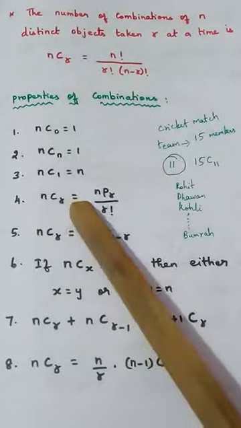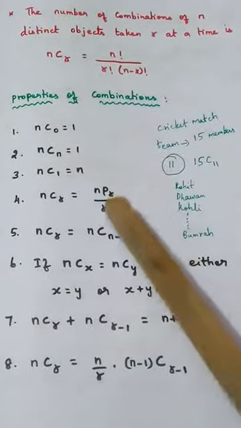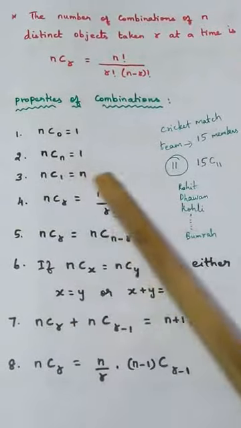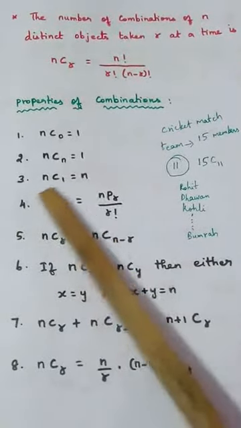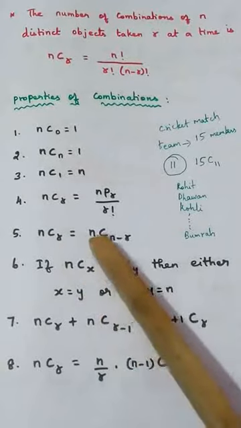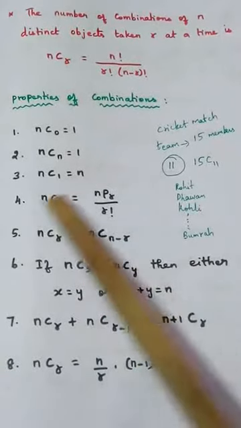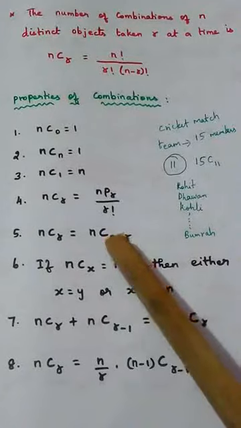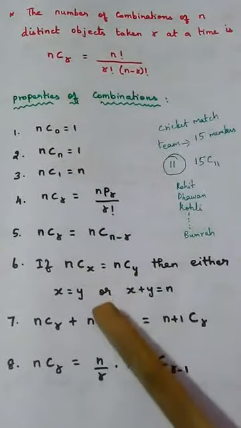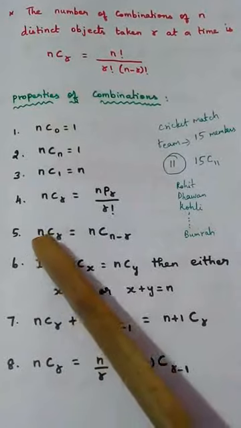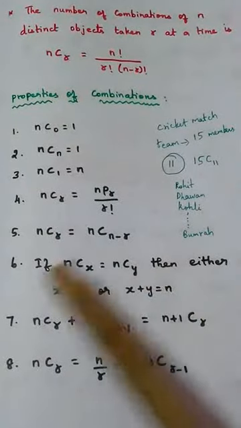Again, nCr can be written as nPr by r factorial. This is the permutation relation, the relation between combination and permutation. nCr can be written as nC(n minus r). This is a very important property: nCr is equal to nC(n minus r). All these four properties are very important that we will apply in the problems.